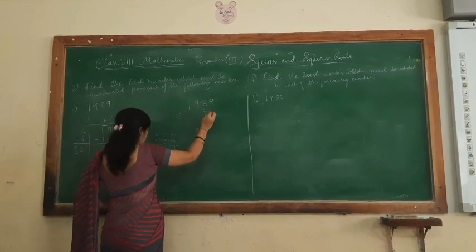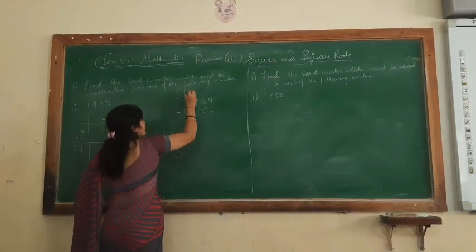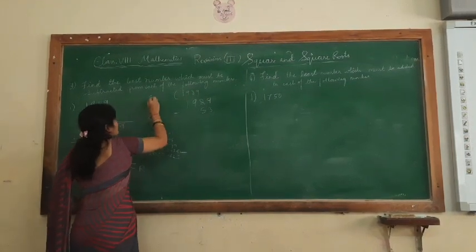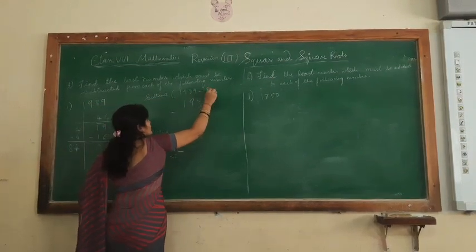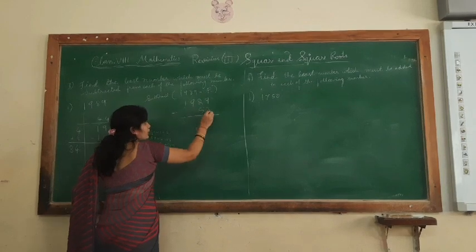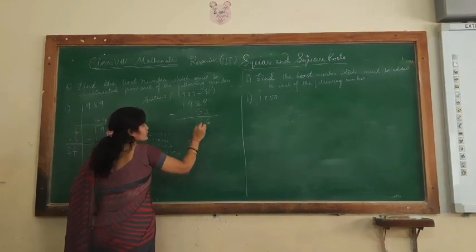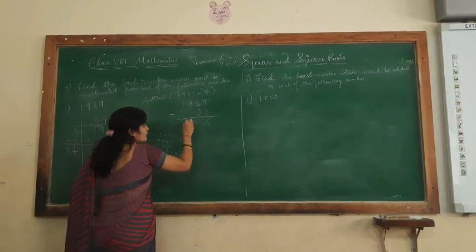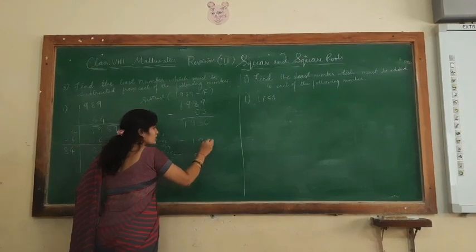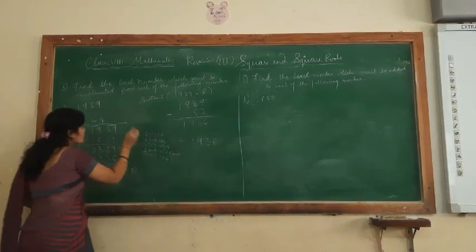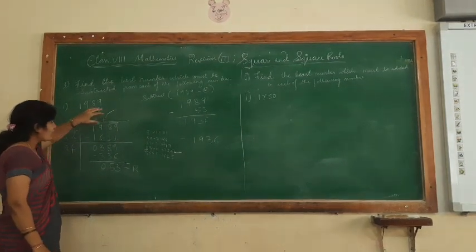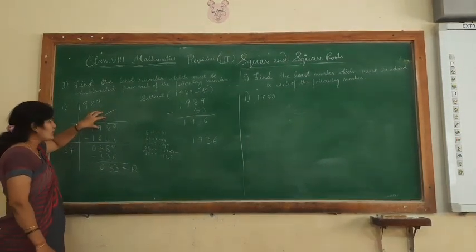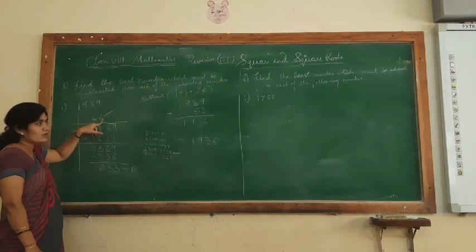Remainder is 53. This is divided: 1989 minus the remainder. If you subtract here, 9 minus 3 is 6, 8 minus 5 is 3, 9, 3. This is 1936. And its root is 44, the quotient, because when you divide this number with the given number, that is 44 is the quotient.